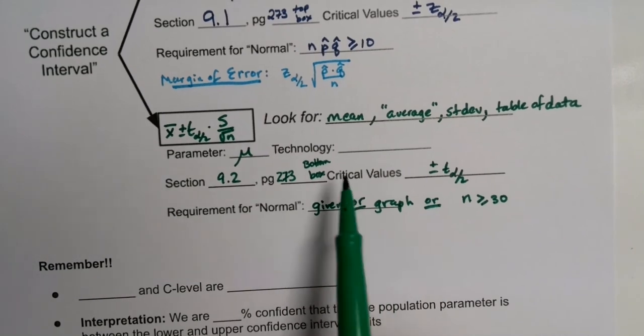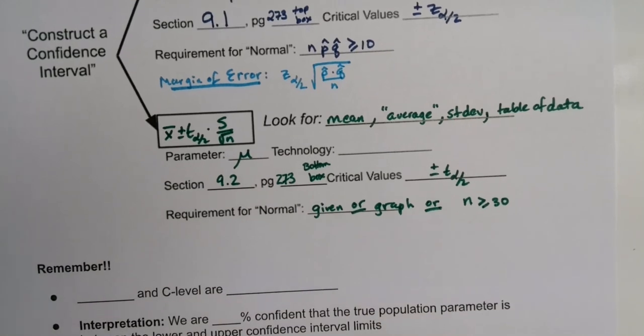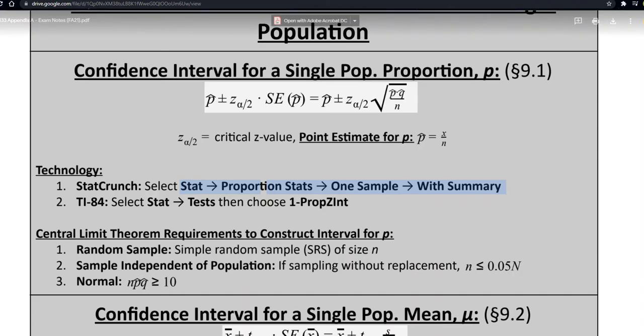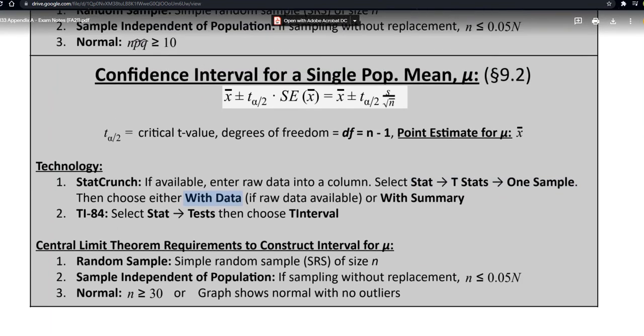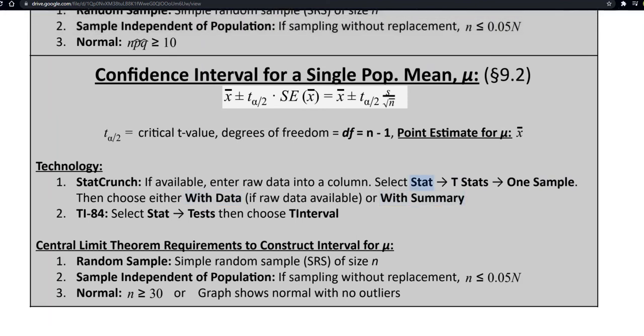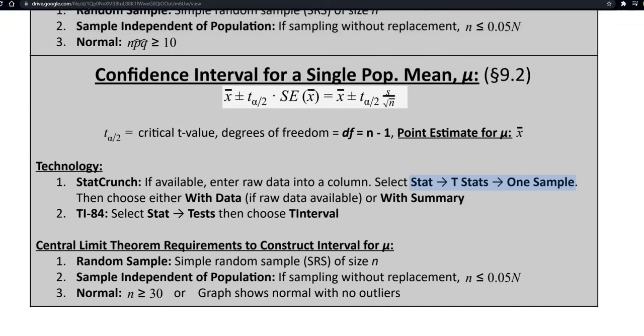Okay, so then what about technology? Well, write it down based on your particular issue. So I'll grab the electronic version this time. So down here for StatCrunch, it's a choice. So it's stat, t-stat, and one sample for sure. If you have a data table, then you're going to use with data. If you just have a big old paragraph where they kind of explain everything, then it's going to be with summary. So it's one of those two if you're in StatCrunch. So it's either with data or with summary, but it's stat, t-stat, and one sample for sure.